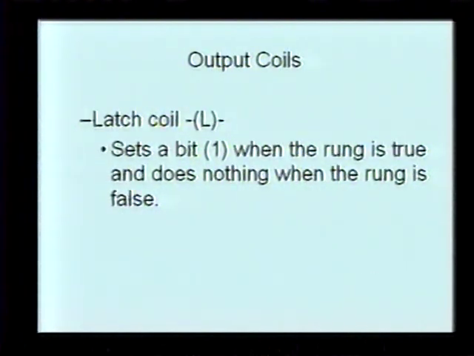A latching coil is another type of output coil. It sets a bit to 1 when the rung is true and does nothing when the rung is false. So here, whenever the input comes on, this will latch on and it'll stay on regardless of whatever the input does. It requires a corresponding unlatch.